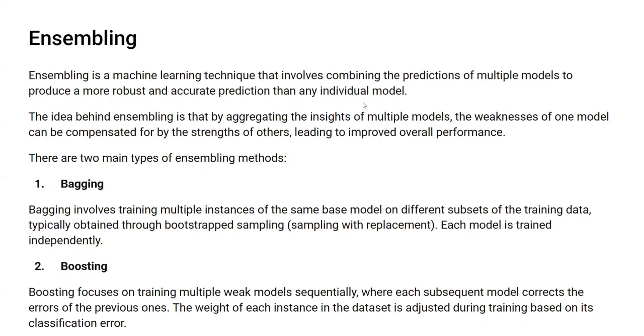So there are two main types of ensembling methods. First one is bagging. Bagging involves training multiple instances of the same base model on different subsets of training data, typically obtained through bootstrap sampling. Each model is trained independently. Boosting focuses on training multiple weak models sequentially, where each subsequent model corrects the errors of the previous ones. The weight of each instance in the dataset is adjusted during the training based on its classification error.